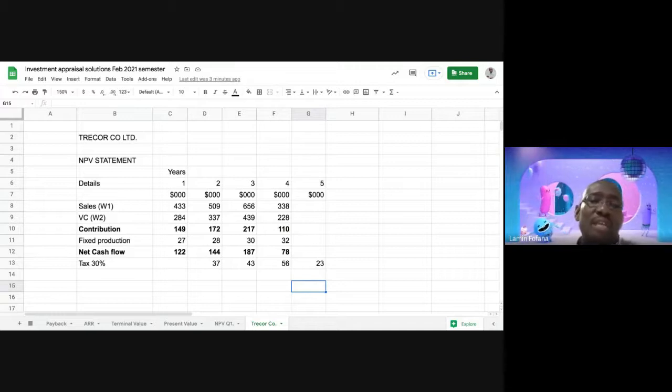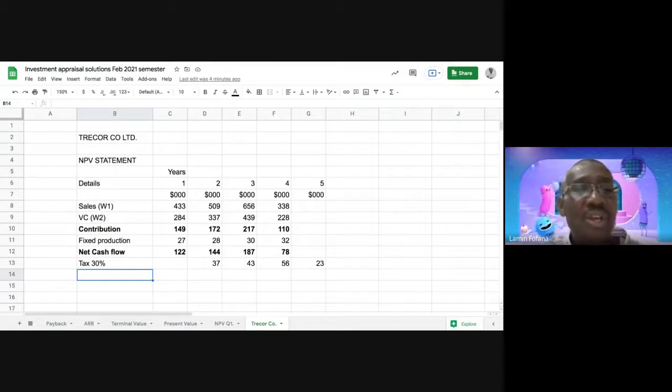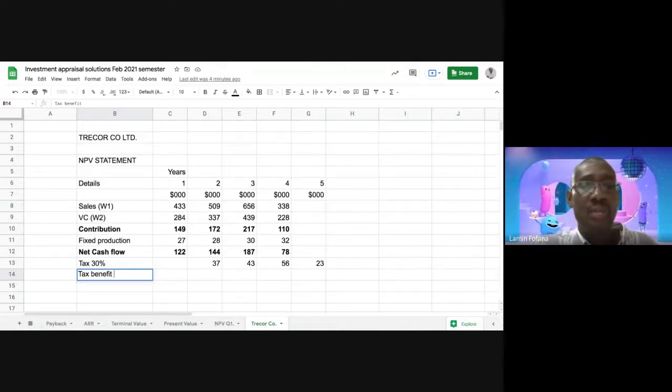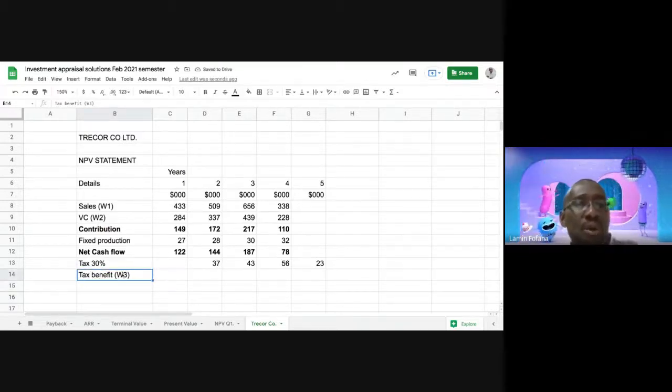So we've calculated our tax. This is the tax we are going to pay, but we need to deduct from it the tax we are going to get. That's the tax credit. Is that clear? Now, in order to calculate our tax credit or tax benefit, we need to do a working. So I just say tax benefit, and in brackets, that will be working 3, isn't it?